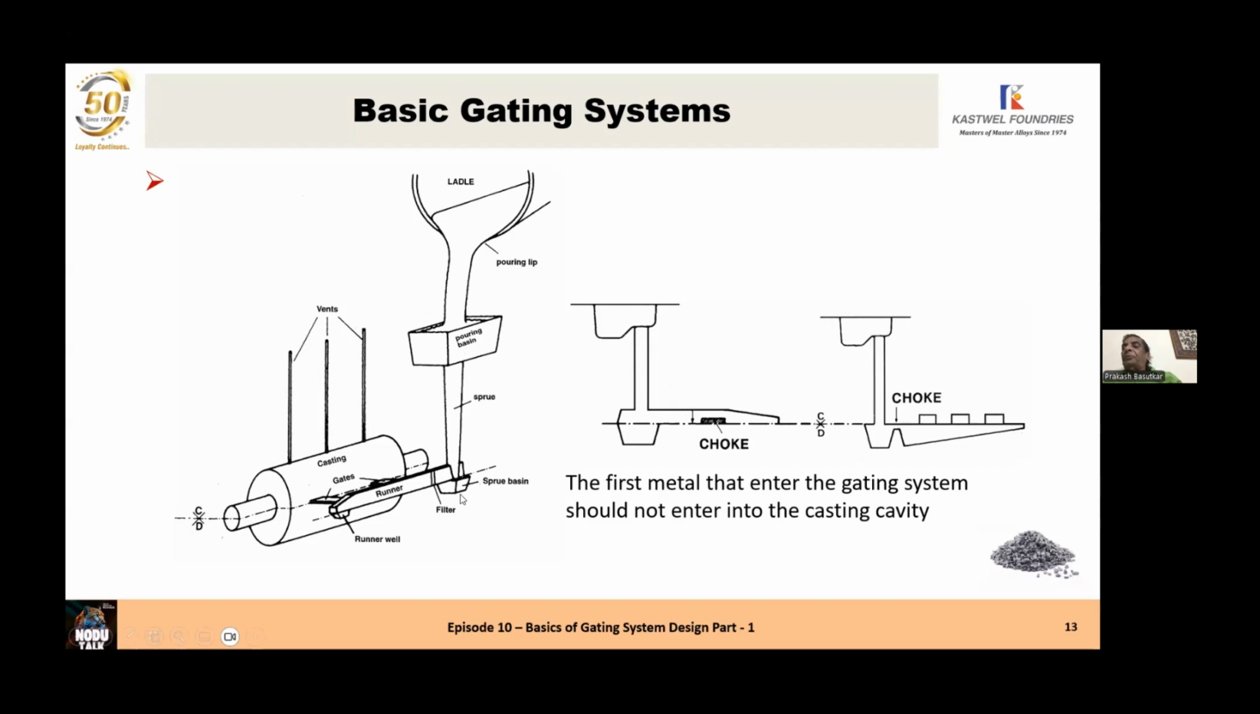Now, that sprue basin design is very important in the sense that it should be flat at the bottom so that when the metal falls on it, the metal does not undergo much turbulence. If the bottom of this sprue basin is made rounded or hemispherical, then the metal will be very turbulent. So if we have to avoid turbulence, we must ensure that the bottom of the sprue basin is flat with radius to make sure there is no sand erosion when we are pouring the metal into the gating system.